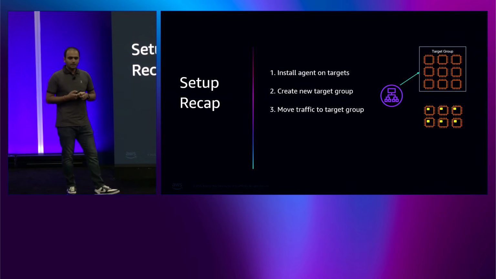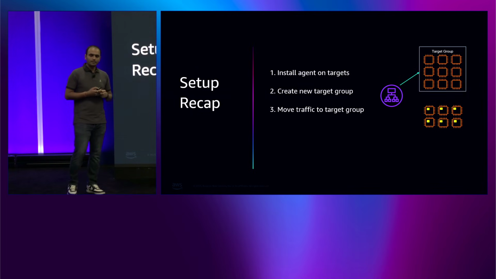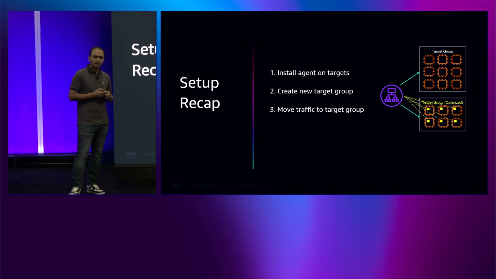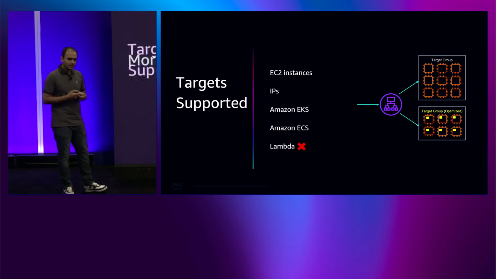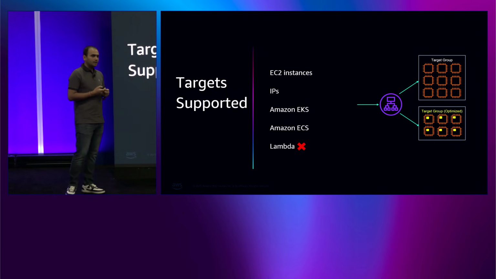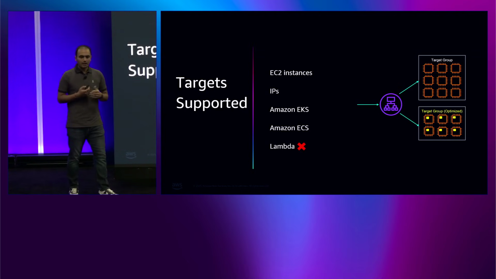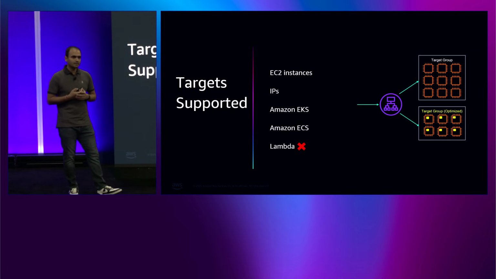So a recap of the setup: you install the agent on your targets, you register these targets with a new target group, and then you add this new target group to a listener on a load balancer. Some more information. The targets that are supported for Target Optimizer are EC2 instances, IPs. It also works with Amazon EKS and ECS services. For EKS and ECS, you simply run the agent as a sidecar container with your application.